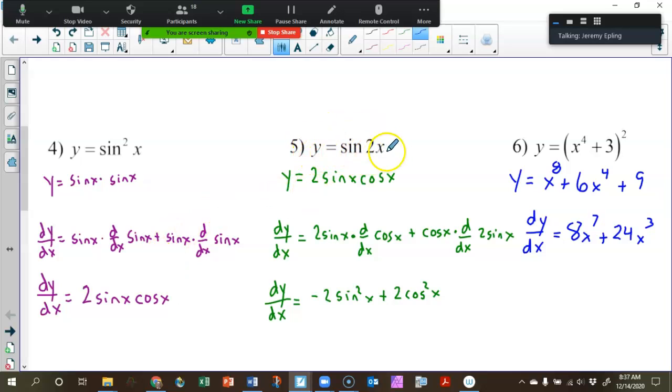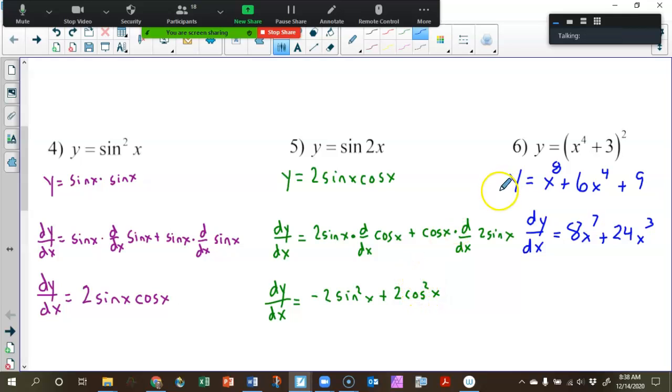Now in number 5, we've really started to try to talk about this idea of, before you get so excited to take the derivative, to see, can I rewrite this? And we can use an identity. We can rewrite sine of 2x as 2 sine x cosine x. And this is a product. So we can use our product rule. The first times the derivative of the second, plus the second times the derivative of the first. The derivative of cosine is negative sine, so we have negative 2 sine squared x. And then the derivative of 2 sine x is 2 cosine x, and so we have plus 2 cosine squared x.